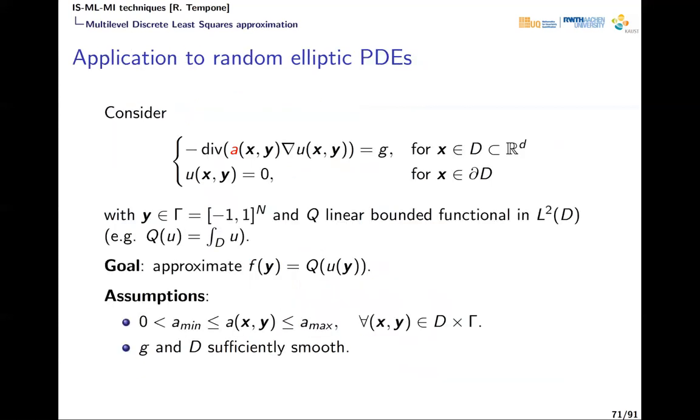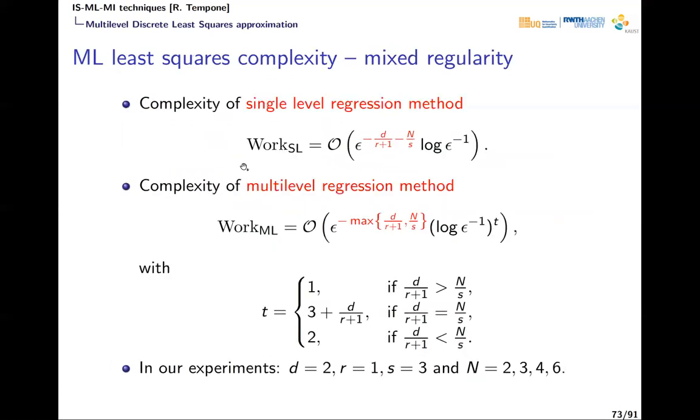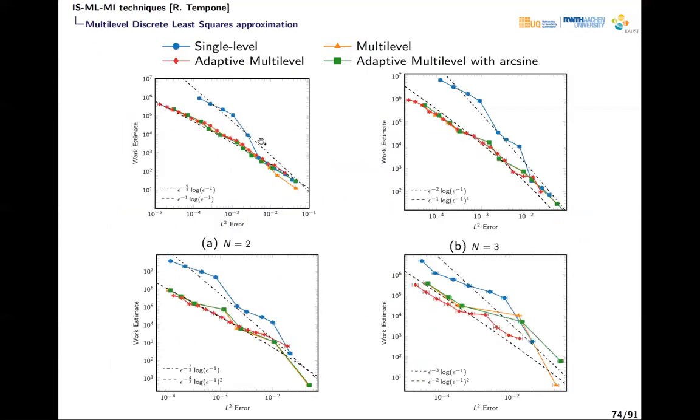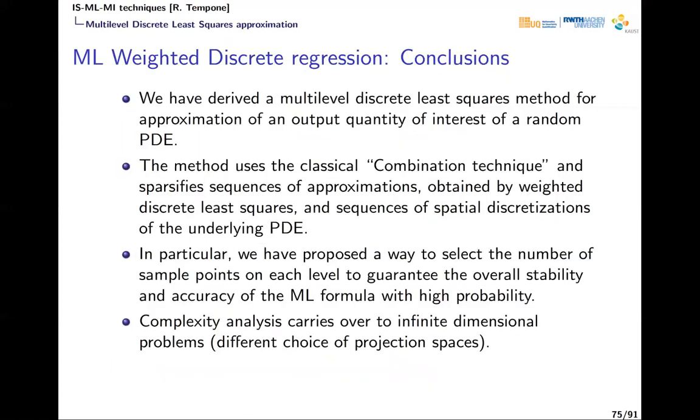And that actually is well confirmed by numerical examples as well, where you actually control the regularity of the coefficient in this PDE. And then again, you observe an advantage that corresponds to the theory between the multi-level method and the single level method in different dimensions and different kinds of regularity. So what's the conclusion? Again, we have derived this multi-level discrete least squares method that serves to reconstruct output quantities of interest of random PDEs.